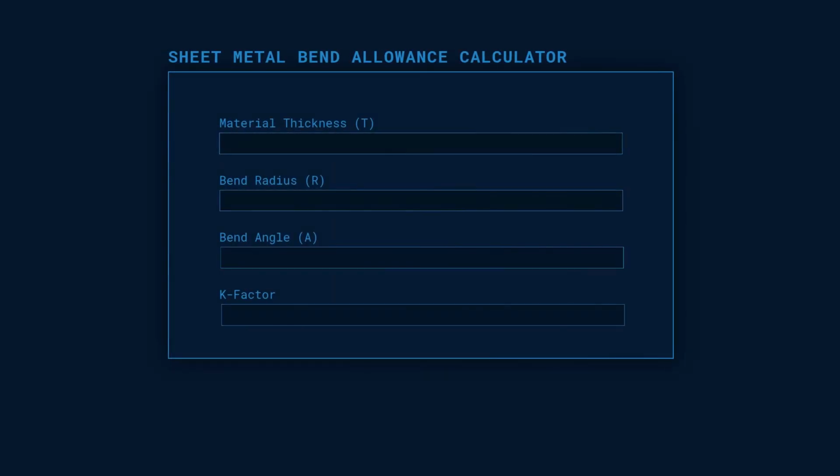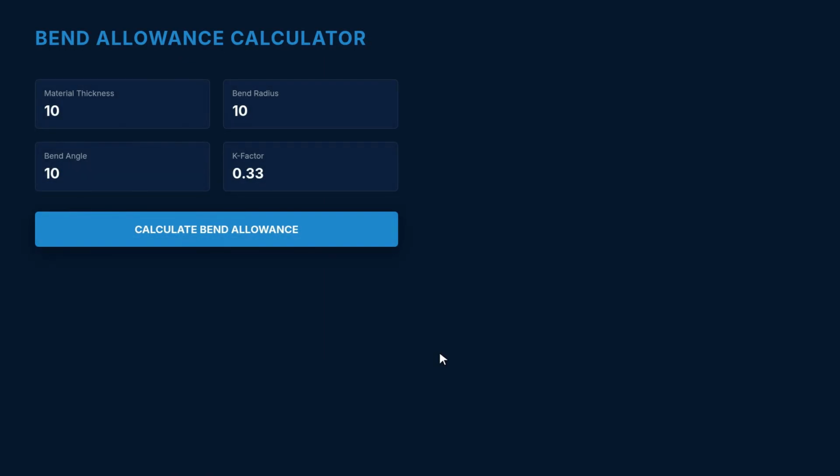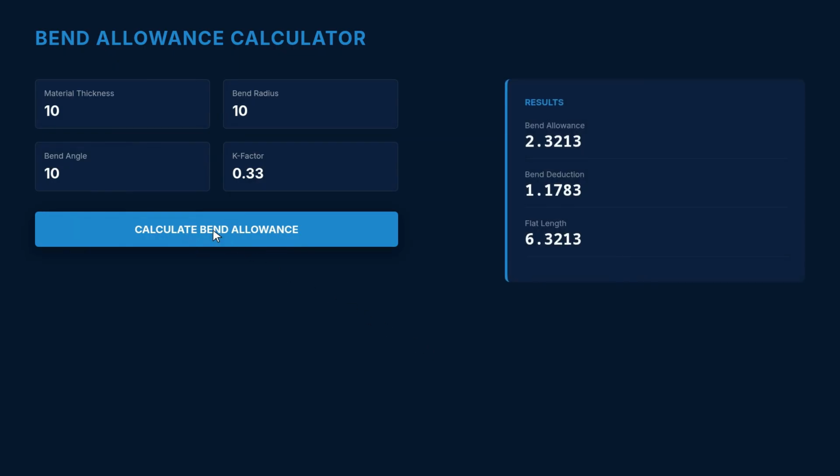of material thickness. For this demonstration, I'll calculate using a material thickness T of 10 units, a bend radius R of 10 units, a bend angle A of 10 degrees, and the default K-factor of 0.33. After clicking Calculate Bend Allowance, we get three critical results.